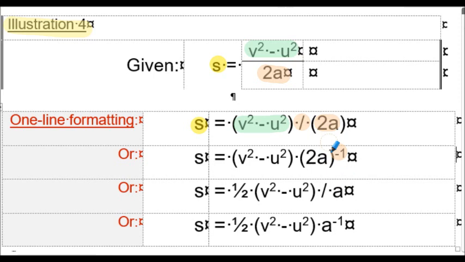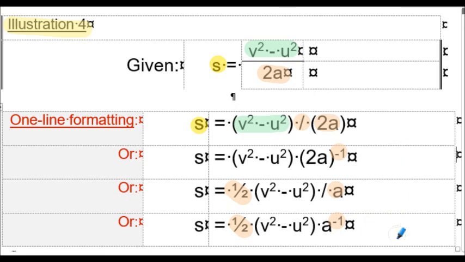Another option, because effectively we're dividing by 2, we could actually multiply by a half, and then just divide by the a. And the final line, we're still multiplying by the half, but we're now multiplying also by a to the negative 1.